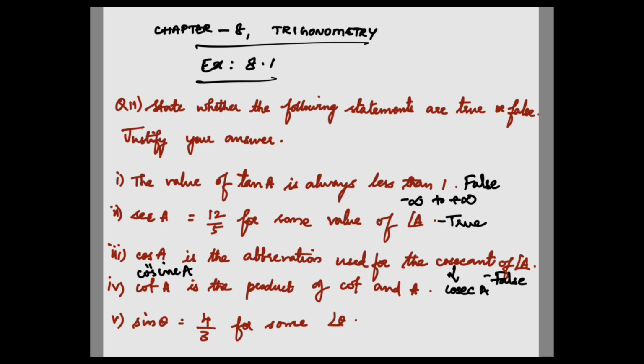Fourth question, cot A is the product of cot and A. This is also false. Cot A is cot of angle A and not the product of cot and A.